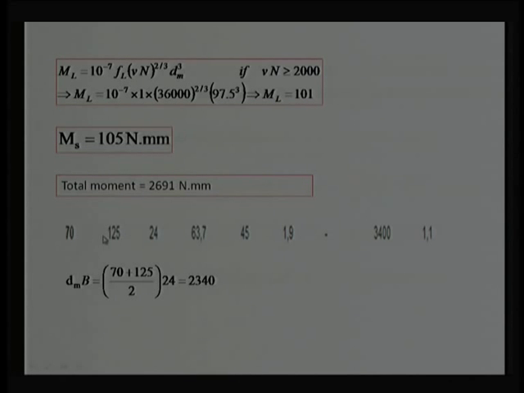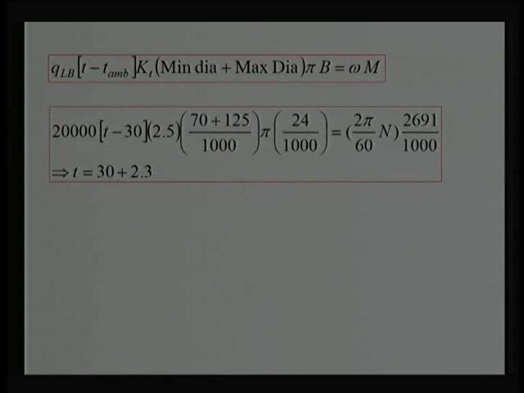Now, to find out what the temperature rise will be, we need to find the relevant parameters. Outer diameter in this case is 125, length is 24 mm. So, what we generally calculate is dm, the mean diameter, into b, and we found that it is 2340, which is lesser than 4000. So, we can choose some heat density as 20,000 watt per meter square in the same unit. This is clear to us, and is the same as what we discussed in the previous lecture.